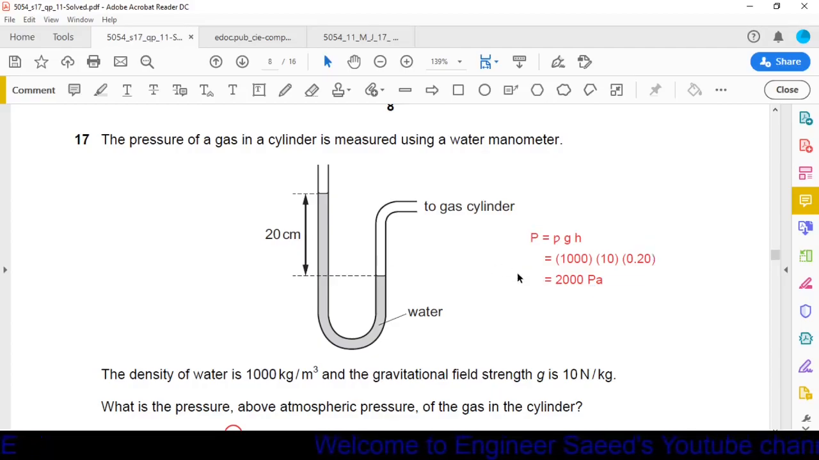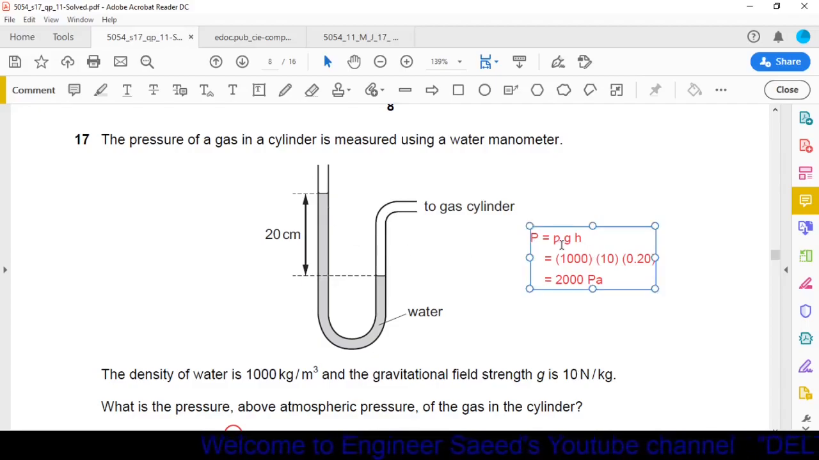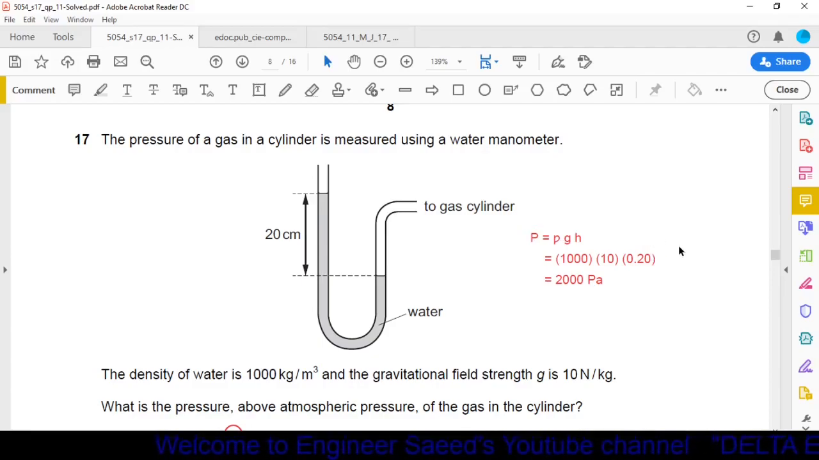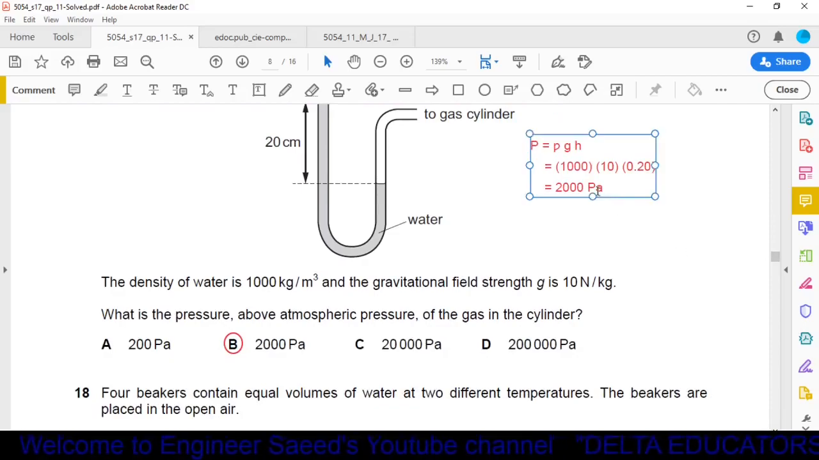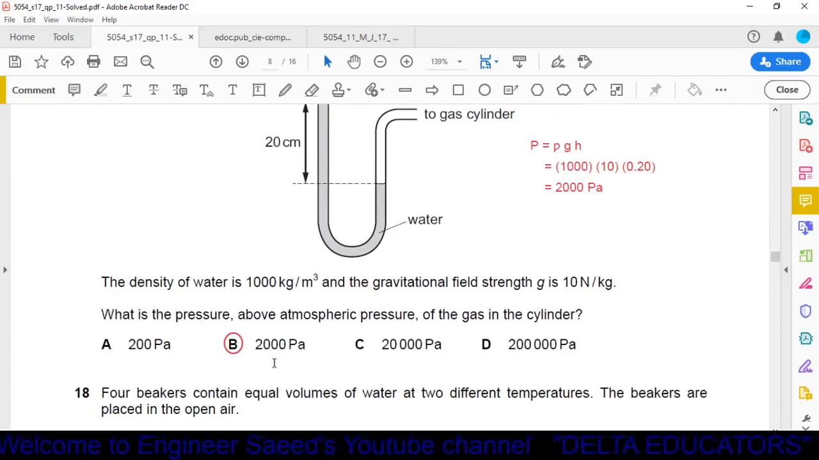Okay, now we have to substitute the values. Density is given 1000 kg per meter cube. This g is gravitational field strength and is given 10 Newton per kg. Now this h is the difference in the column. It is given 20 centimeter, but we have to consider it in meter. So we divide 20 by 100 and we get 0.20. So this height is 0.20 meters, and by solving this we will get the answer 2000 Pascal. Now we will check our options. 2000 Pascal is given in option B, so option B is the correct one.